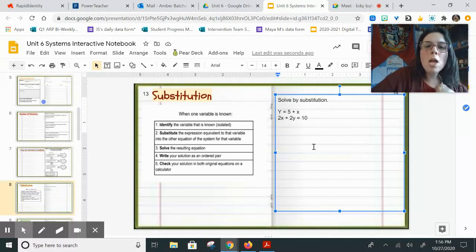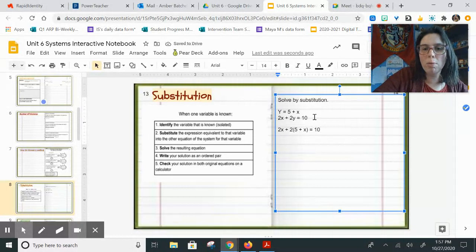So y equals 5 plus x, so the y is by itself. I'm going to plug that into the 2y here because that's the same variable. So 2x plus 2, now instead of y, I'm going to plug in that whole entire equation where y equals 5 plus x. Now I don't put the y equals. I literally just put the other piece, the 5 plus x. I no longer have any y in this equation. That's the purpose of substituting, so you can solve for one variable at a time. So I replace the whole entire y with that part, 5 plus x. And then don't forget about the equals 10.